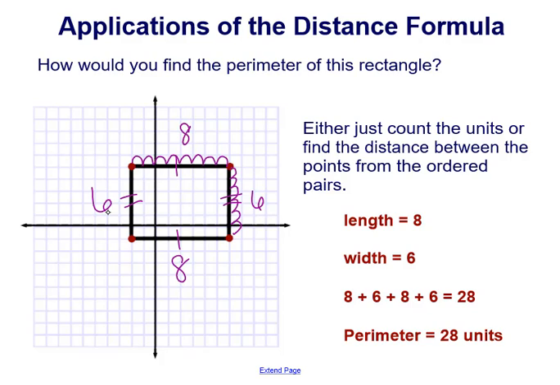Now, again, this was very nice to find the distance because the sides of the shape, the rectangle, were all horizontal and vertical. We could just count the units on the graph. But most shapes do not have horizontal and vertical sides.